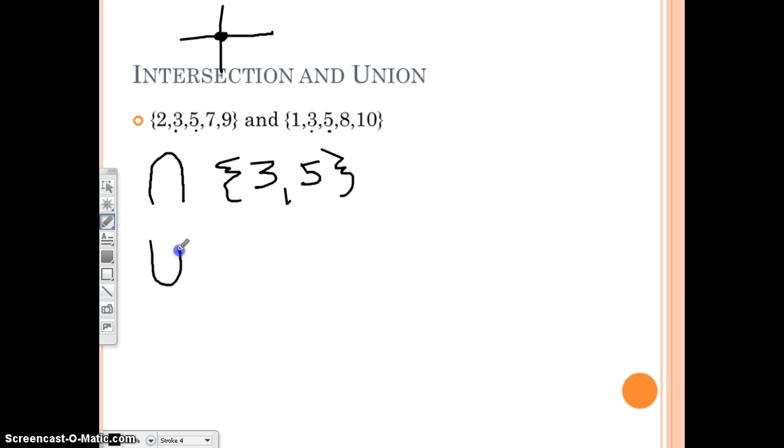The union, however, oops, and I put a tail on it, you shouldn't have that, sorry, would be all of the members of both sets.